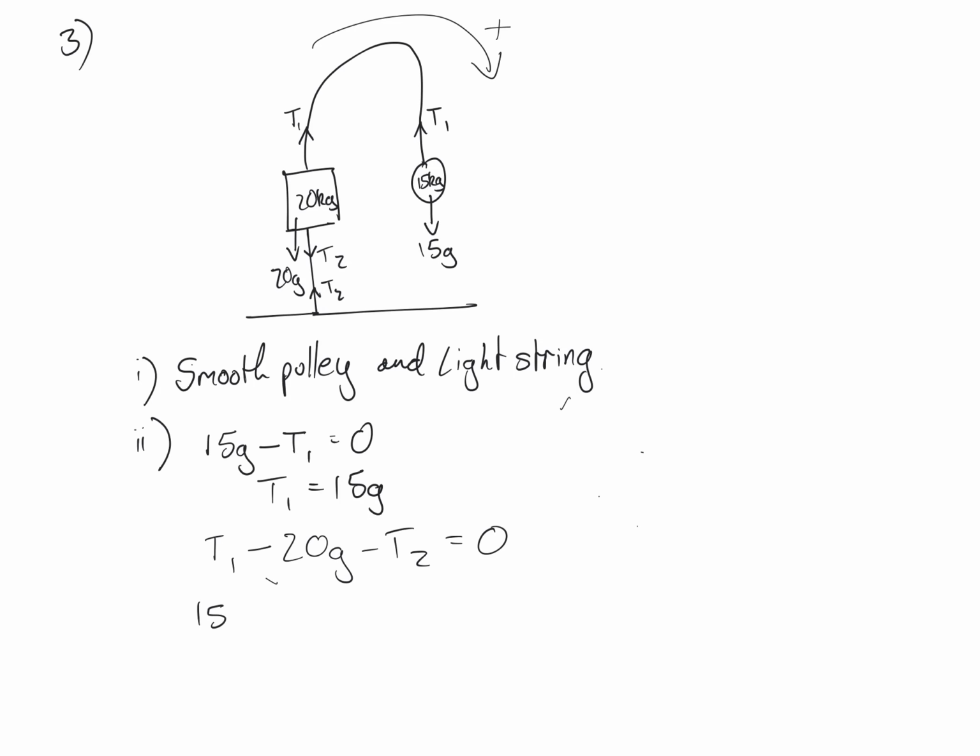So we've got 15G minus 20G minus T2 equals 0. So T2 equals minus 5G. Therefore, we know that our diagram must be wrong. Therefore, we've assumed tension. So it is 5G in thrust or compression.